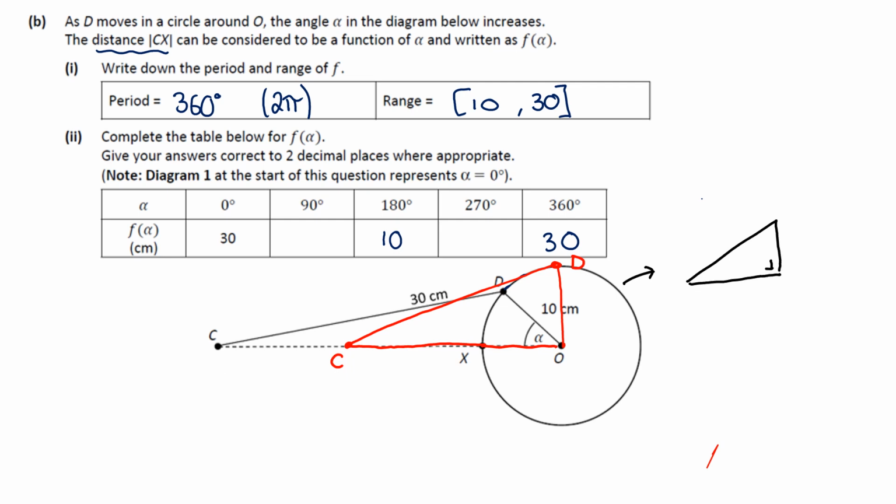And in the right angle triangle, this is 10. That's D, that's O, and that's C. And this doesn't change, that's 30. So we want to work out CO. So we're going to use Pythagoras. So there's C, A, B. So we're going to have C squared equals A squared plus B squared.